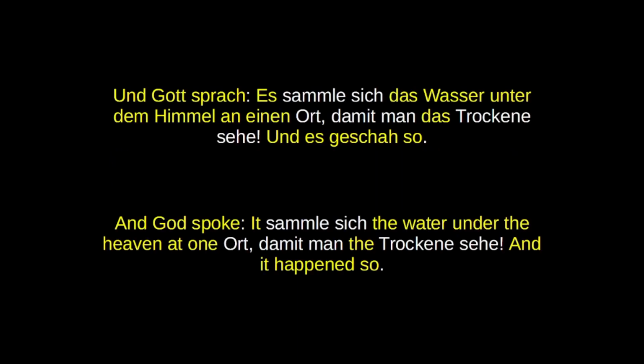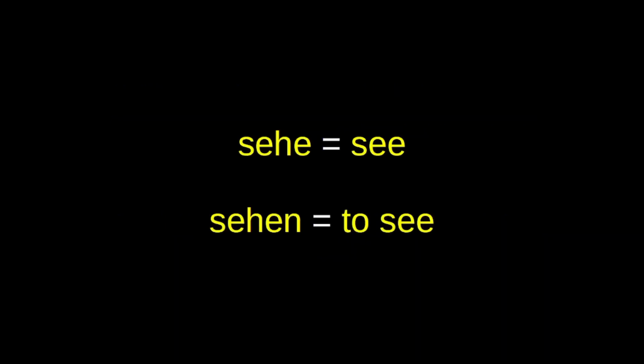From my previous videos, you should recognize most of the words in this verse. However, there are still some that you may not know. Let's start with sehe, because that is the easiest one. Sehe is the conjunctive form of see. The infinitive form of a word is sehen, which means to see.